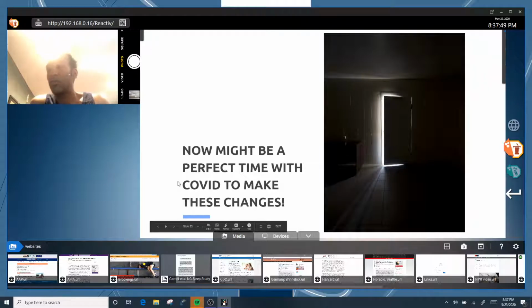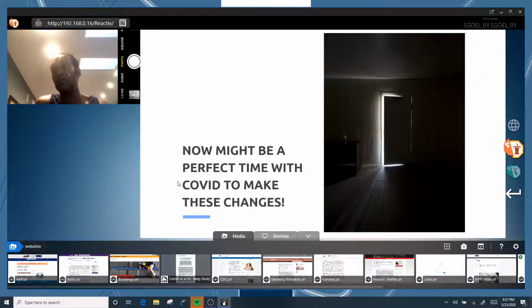But we think, and we've talked to a lot of people, that because of COVID, this might be a perfect time to make some of these changes. Sometimes you need a big reason to make a change like this. We know there are benefits, but so far there hasn't been enough motivation. We're hoping that with COVID, we can make some of these changes that are much needed.